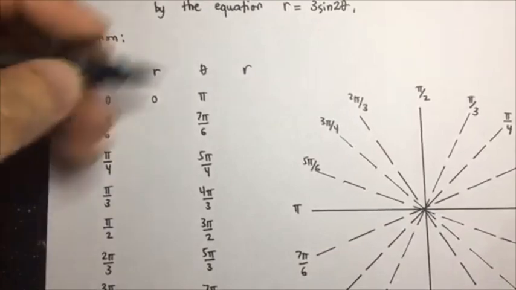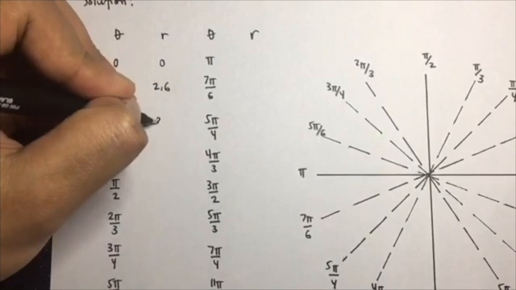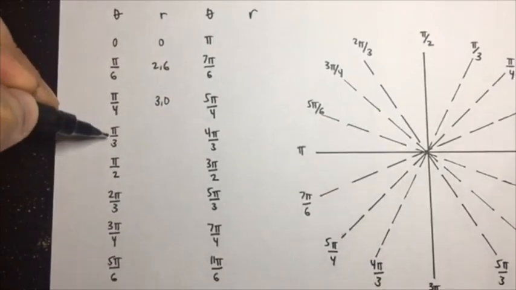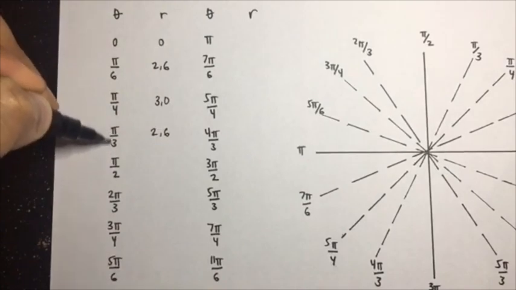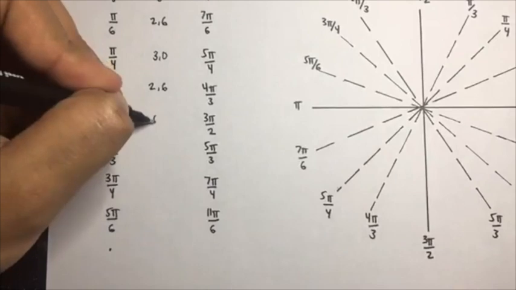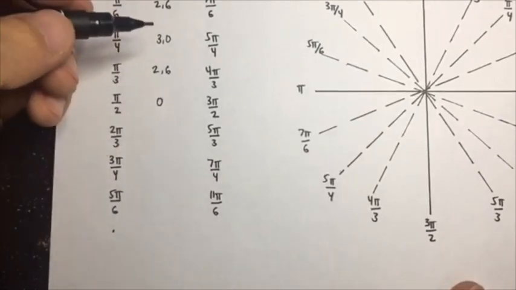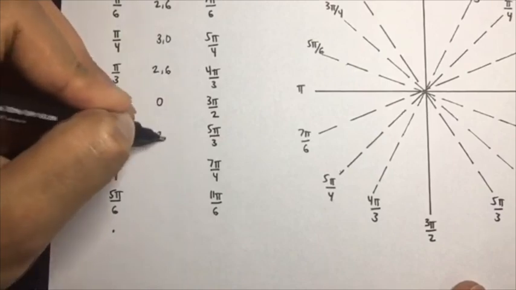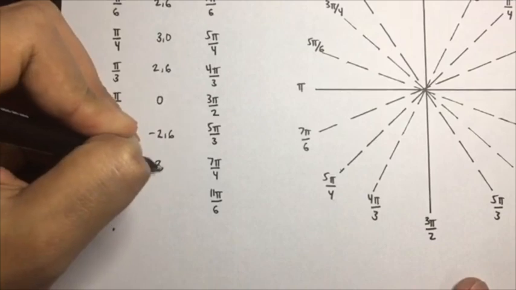Using your calculators, you will get the following values. 0. At pi over 6, you will get around 2.6. At pi over 4, around 3. Sorry, at pi over 3, back to 2.6. At pi over 2, you will get 0. At 2 pi over 3, you will get negative 2.6.